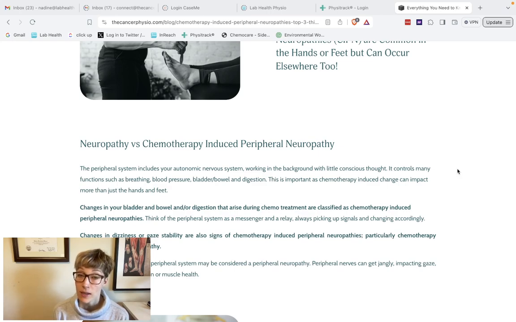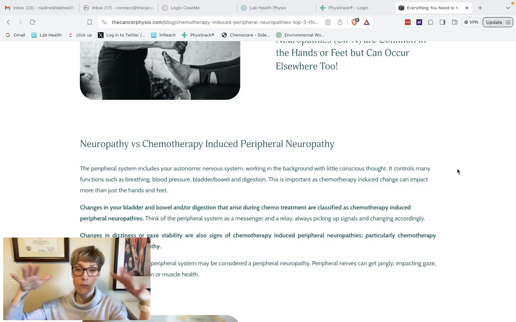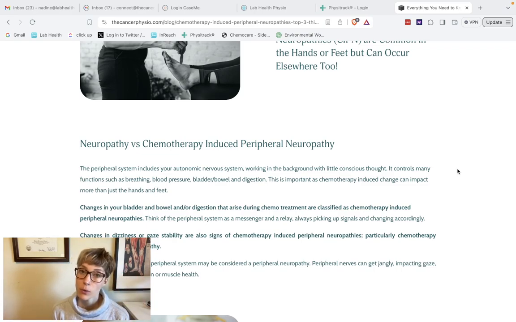In addition, after chemo, sometimes there is some change in the vestibular nerve. Patients feel a little unsteady, their gaze stability might be off, they're a bit dizzy, they feel like they're on a boat. Those symptoms as well are actually classified under the umbrella of chemotherapy-induced peripheral neuropathies. It would be more of a vestibular neuropathy.